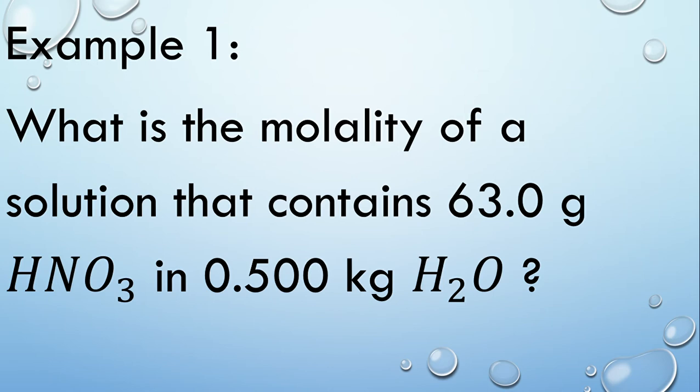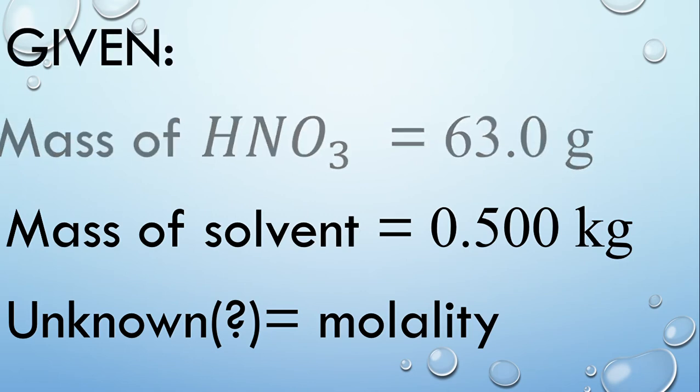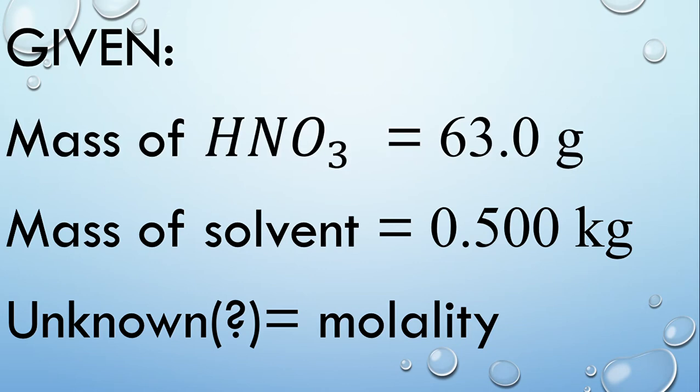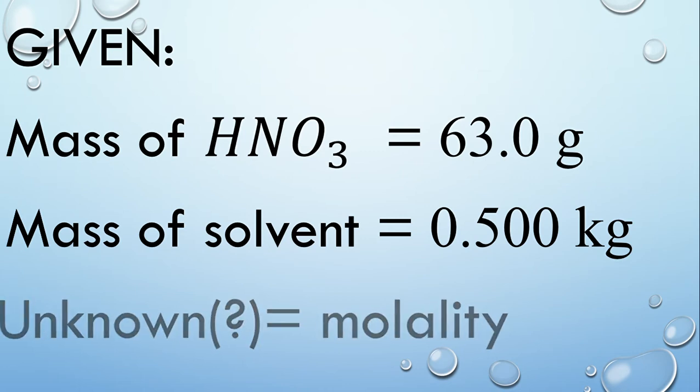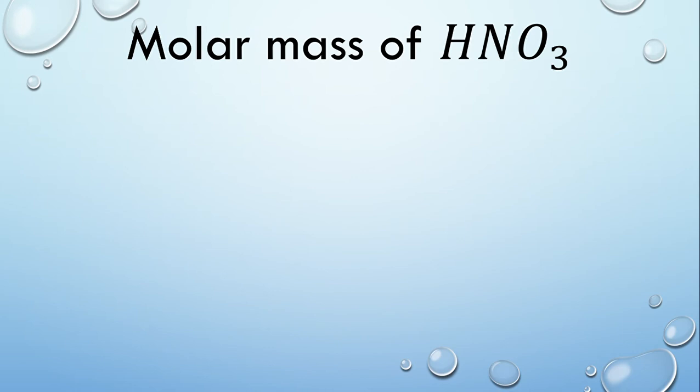The first step is the given. What is the given? The mass of nitric acid, which is 63.0 grams. The mass of solvent is 0.500 kilogram. And the unknown is molality. We will look for its molality. Okay, the second step now is getting the molar mass of nitric acid.